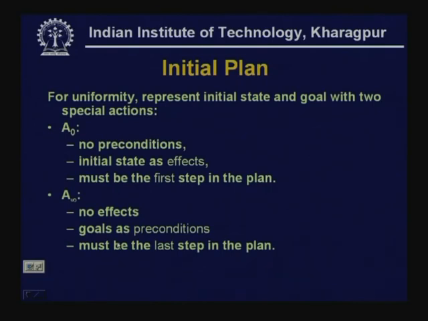So let us look at the initial plan. For uniformity, we represent the initial state and the goal state with two special actions. A0 is a special action or S0 which has no precondition, which has the initial state as effects, and it must be the first step in the plan. A infinity has no effects, the goals are its preconditions, and it must be the last step in the plan.